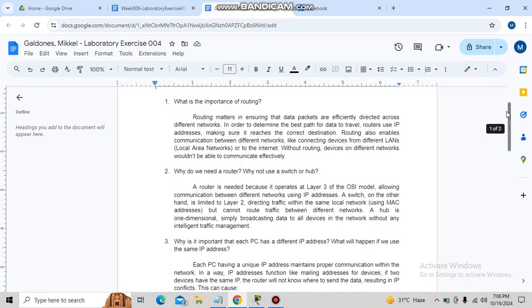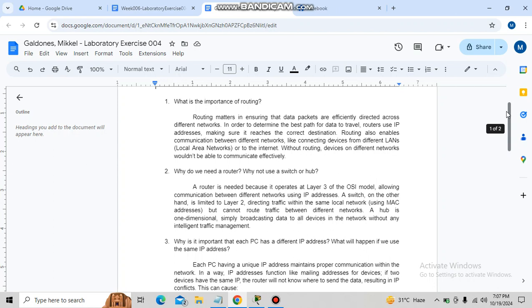we have the hub, which is very one-dimensional. It basically functions like a repeater, broadcasting data to all devices in the network without any intelligent traffic management. And as I said in my previous video, it is inefficient and it can cause data collisions within the network. So yes, it is the least practical among the three, and the router is the most practical in ensuring that communication between different networks is forged.